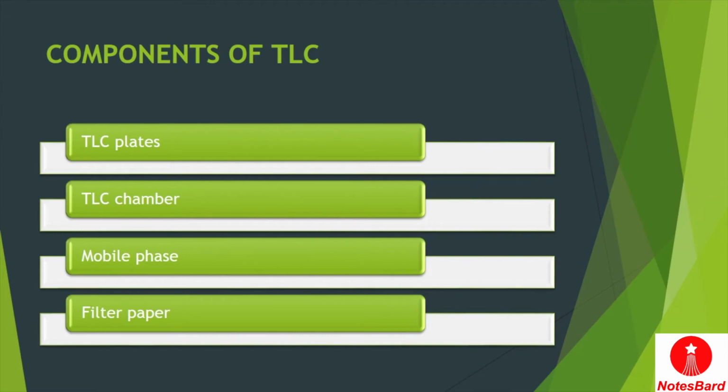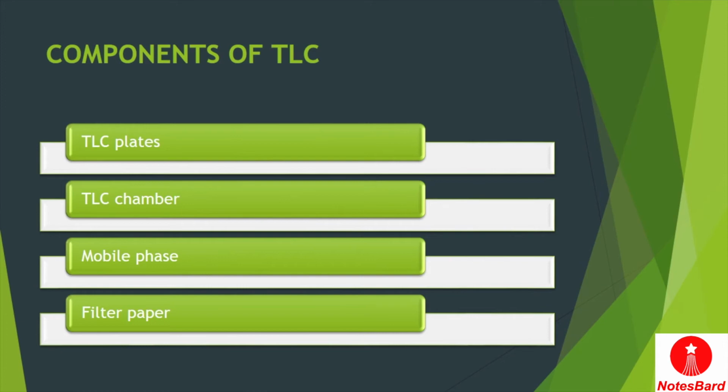The third component is the mobile phase, which is comprised of a solvent or a mixture of solvents, and there are different types of solvents which are used as the mobile phase in thin layer chromatography. The mobile phase is used to perform the capillary action and to move the spots or the sample mixture towards the TLC plate, or the stationary phase of the thin layer chromatography.